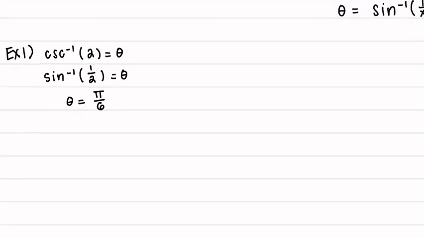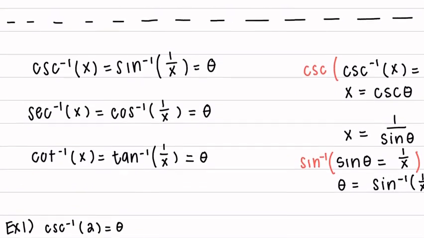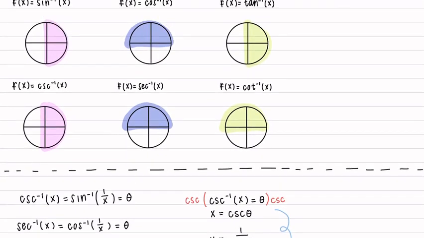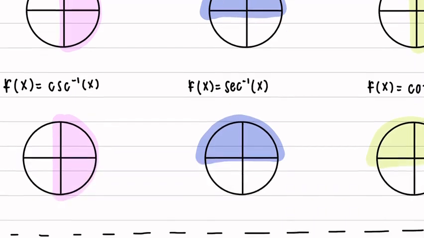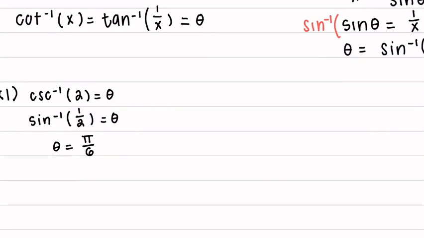So you can refer back to our quadrants up here. Inverse sine of 1/2. Sine is equal to 1/2 in the first and second, but we know that because we're working with the inverse, it can only be in a highlighted quadrant. So that would be our answer.